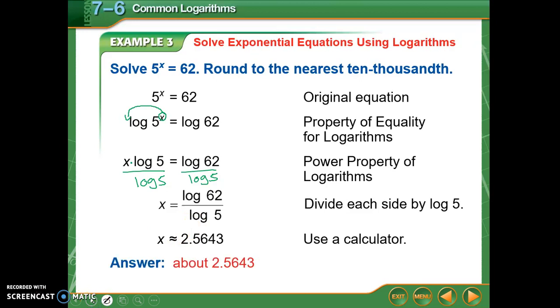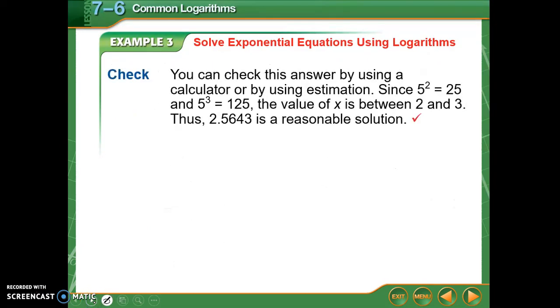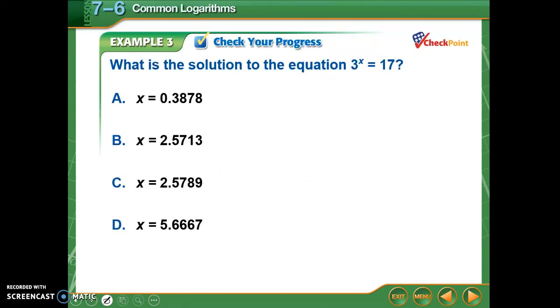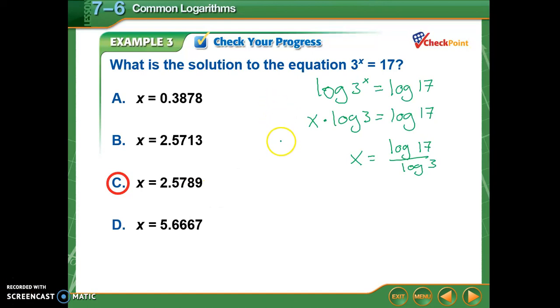So using that same strategy, I would like you guys to try this one. All right, your answer here should be C, 2.5789. Again, be careful with your rounding. And here's what your process should look like. Again, taking the common logarithm of both sides. It does not have to be the common logarithm, but it's probably the easiest one to do for right now. Use properties to bring the exponent down in front as a coefficient, and then divide to get your value of x.